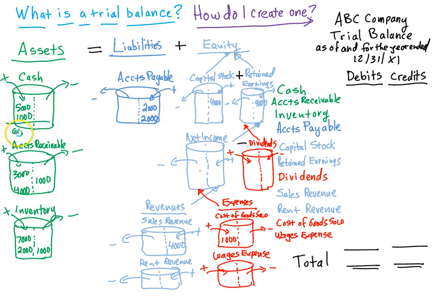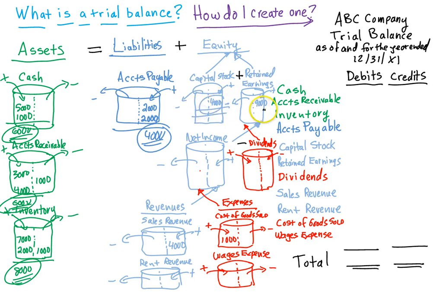Cash now has $6,000 in it. Accounts receivable now has $6,000 in it. Inventory now has 9 minus 1, $8,000 in it. And I double underline to show this is the total that's going to go onto the trial balance. Accounts payable now has a $4,000 credit balance. Capital stock didn't change, so it has $4,000. Retained earnings we have not updated yet, so it has $9,000. Sales revenue has $4,000. No rent. Cost of goods sold has $1,000 in it.